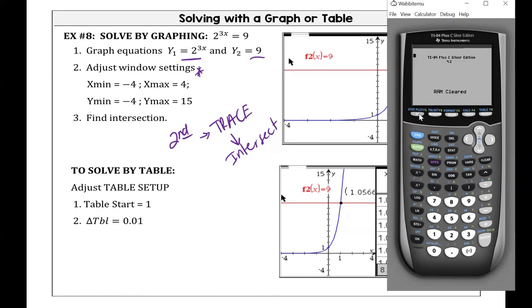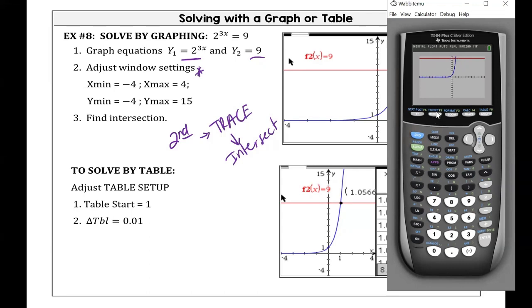And then I'm going to go to y equals. I'm going to put in my left side, which is 2 to the 3x. So 2 to the 3x is my y1. I'm going to put in my right side, which is going to be my y2, which is just 9. I'm going to go to graph. And notice how when I go to graph, I can't see where they intersect. So I'm going to go to window and adjust my graph. I mean, never mind, I can see where they intersect.